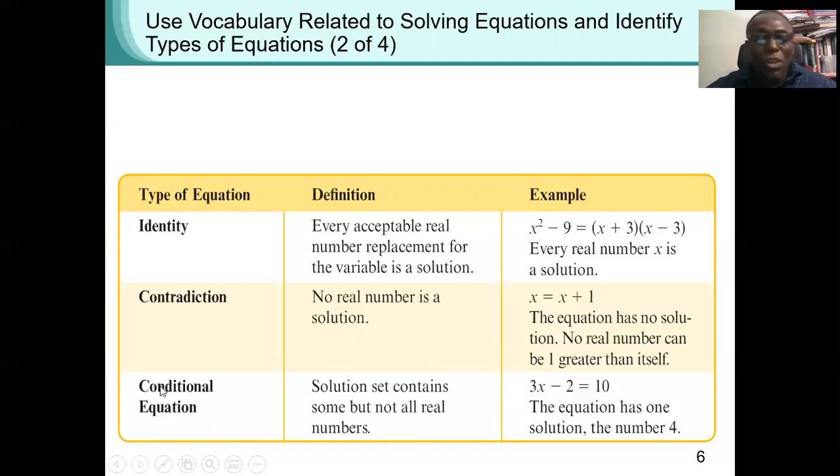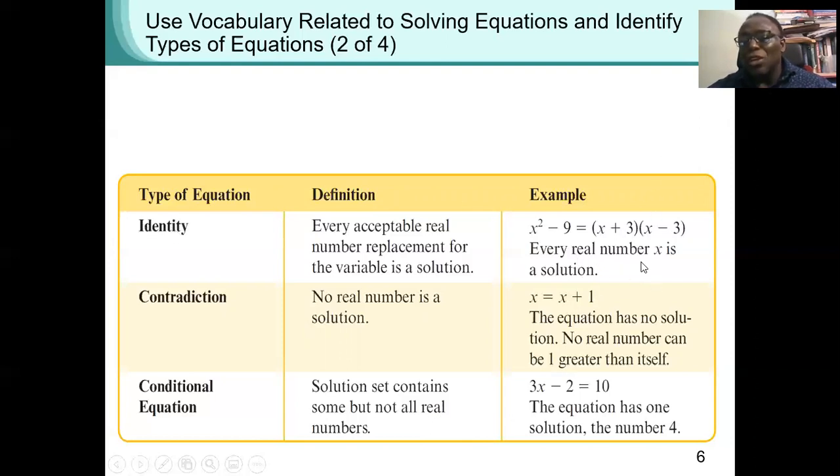Now the next one, we have a conditional equation. Here we say the solution set contains some, but not all real numbers. So for example, here we have 3x minus 2 equal to 10. Here we say the equation has one solution, and the answer is 4. Not negative 4, not positive 4 and negative 4. So we say the solution set contains some, but not all real numbers.